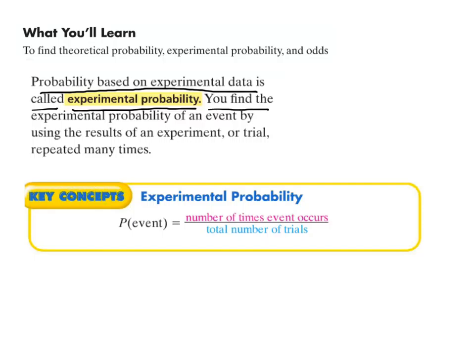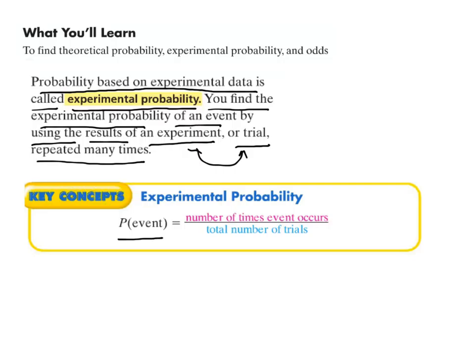You find the experimental probability of an event by using the results of an experiment or trial. An experiment is also called a trial, repeated many times. So when you take the data based on the experiment and then you find the probability, such a probability is called experimental probability. How do you find the experimental probability?